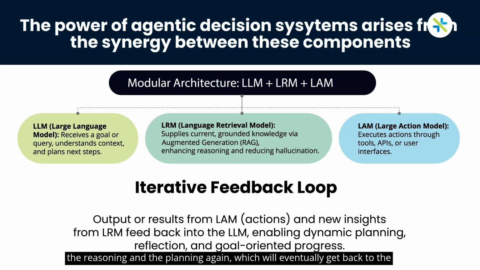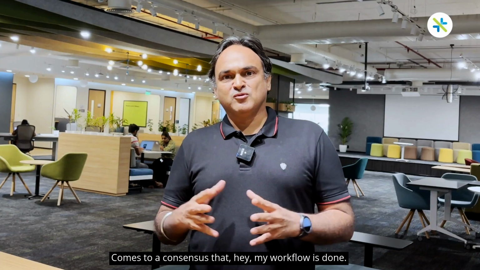which will eventually get back to the large retrieval model, cross-verified against the data, and then lends itself into the action models. And the action model would be able to perform the action again. So this process goes on a loop until the large language model, large retrieval model, and a large action model setup comes to a consensus that, hey, my workflow is done.